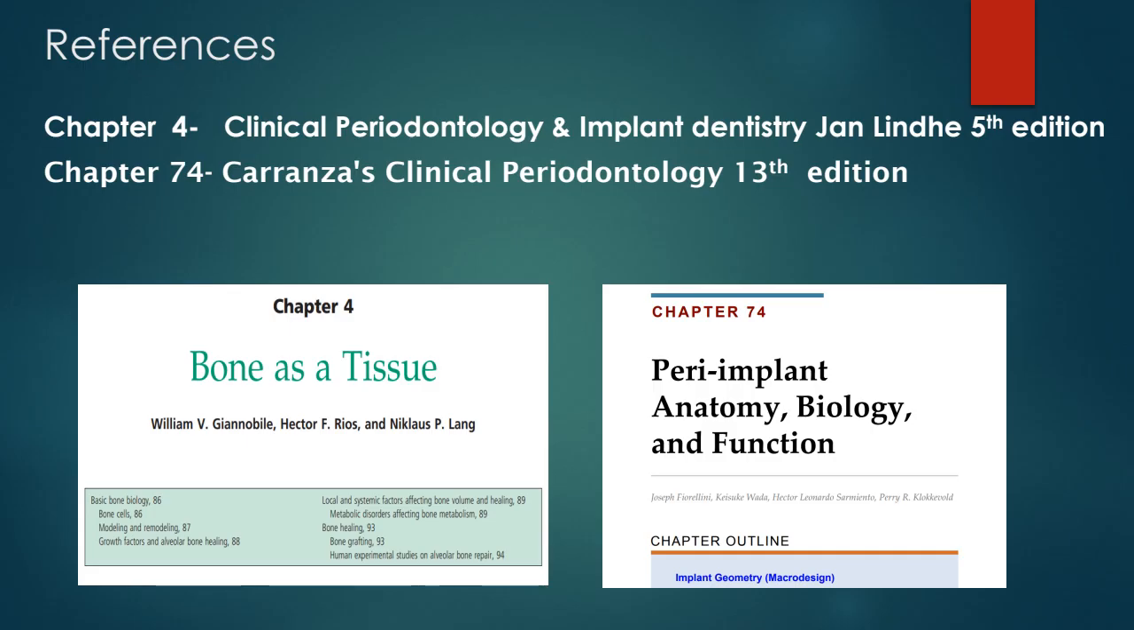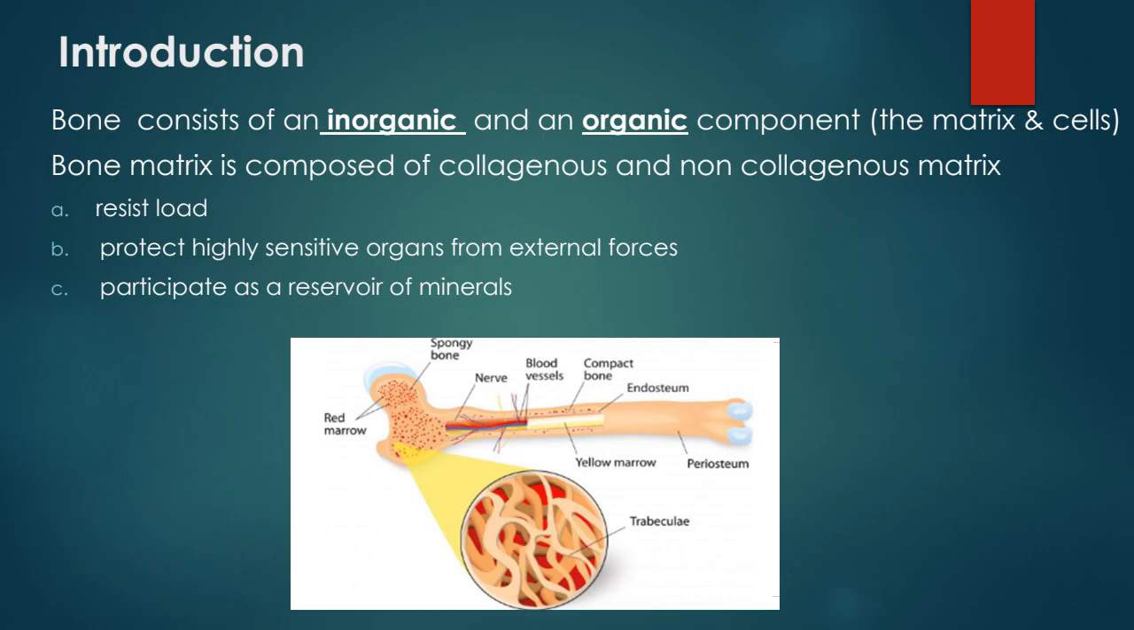Okay, so what is bone? Bone is basically composed of an inorganic component, which is mostly minerals, and an organic component, which is the matrix, the cells, and the collagen. The bone matrix is mostly composed of collagenous and non-collagenous matrix, and the function of bone in general is to resist load. Okay, it acts as a reservoir for minerals when we need them, and it protects highly sensitive organs from external forces, just like the chest cavity protects the heart itself, and the skull protects the brain tissue.